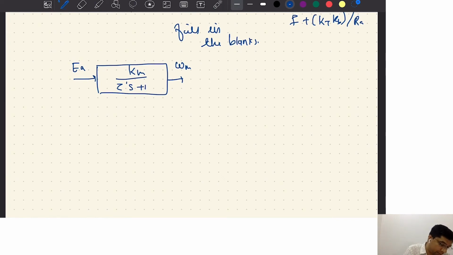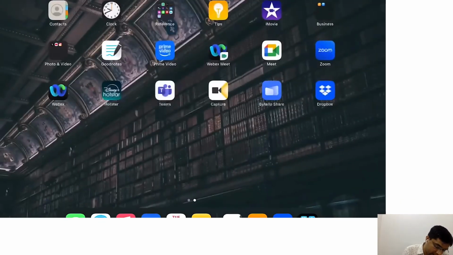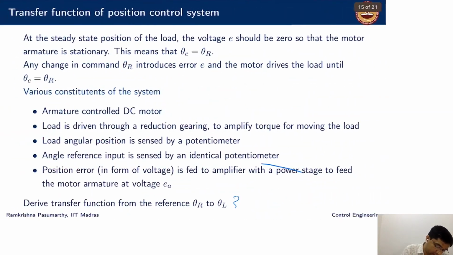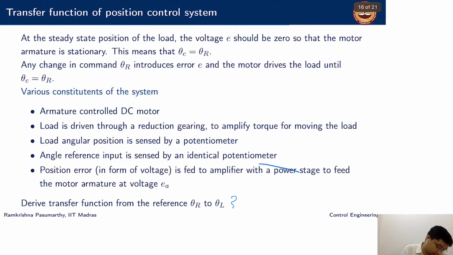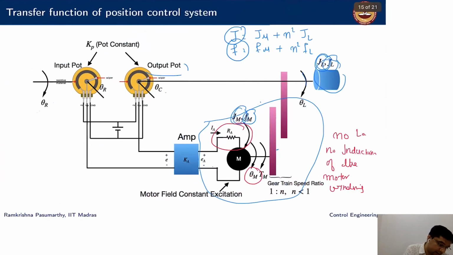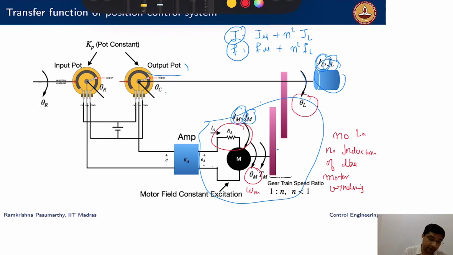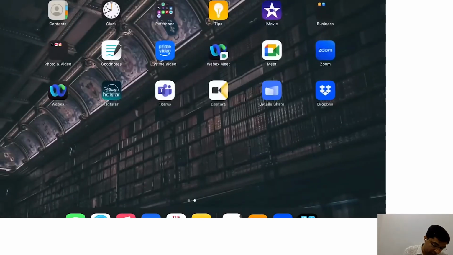Again, what should I derive? I should derive the transfer function from theta r to theta l. And where does theta l sit? Theta l sits here. Right now I'm here. I know omega m, and theta l sits here. So that is my final output which I want to reach.